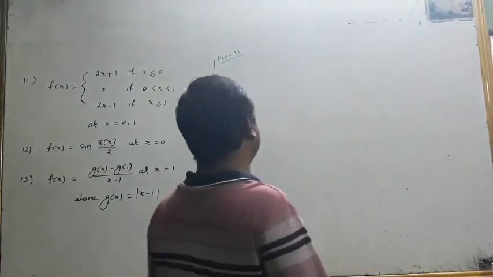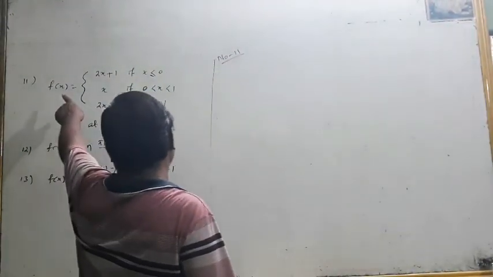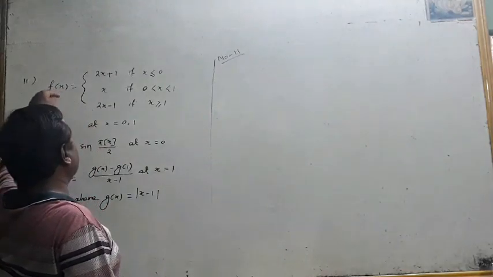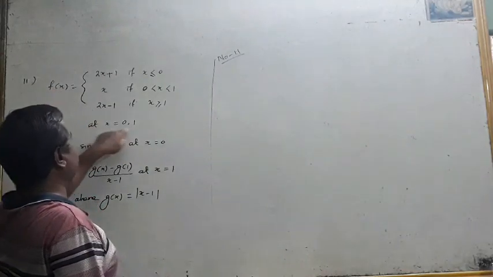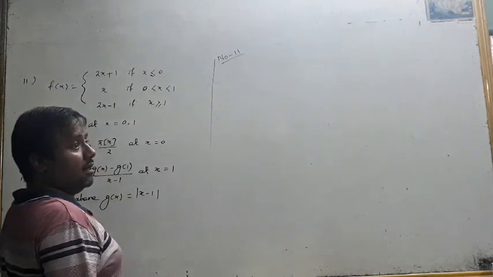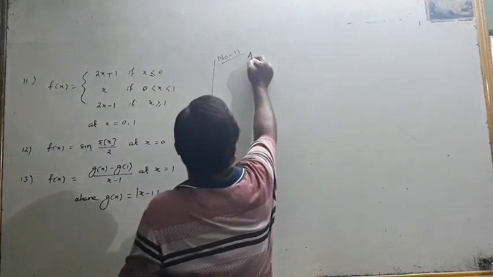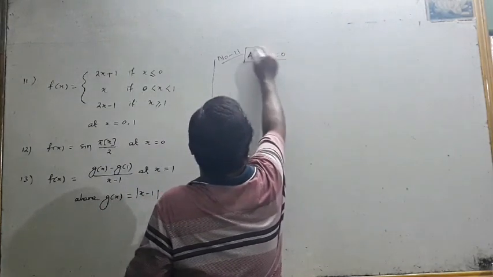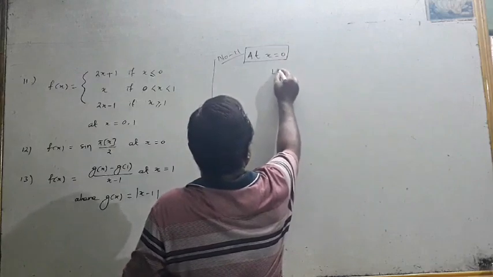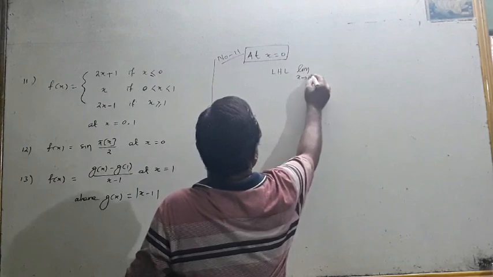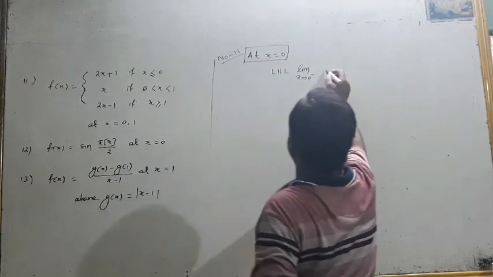Now look at number 11. The question asks us to test the continuity at x is equal to 0 and 1, and it is a conditional function. At x is equal to 0, first we have to find the left hand limit, limit x tends to 0 minus of f(x).